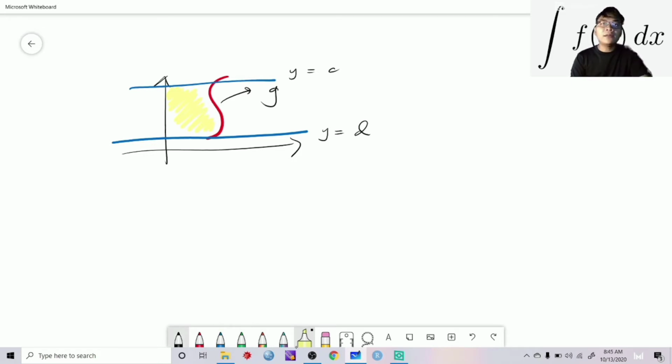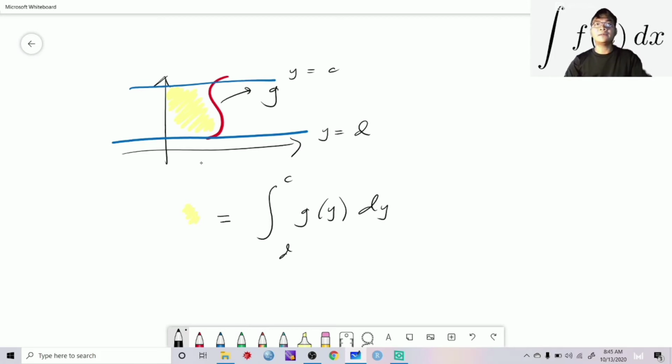So to do that, the yellow area is equal to the definite integral from d to c of g of y dy. So this is how you compute the definite integral of g if you have this kind of figure.